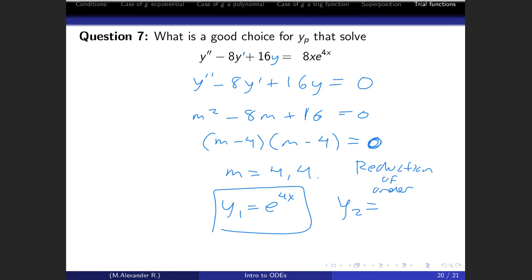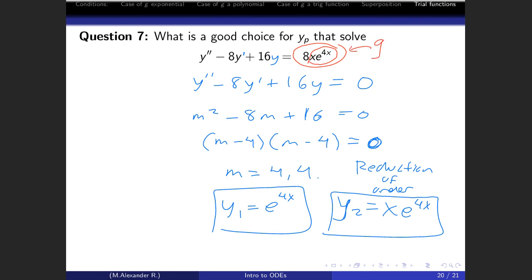To find the second solution, we have to use reduction of order, and then we get x e to the 4x after we do the process. Make sure you review that part also. All right, so now what do you notice about the g function? Ignore the 8, just look at the x e to the 4x. So that's your g function.